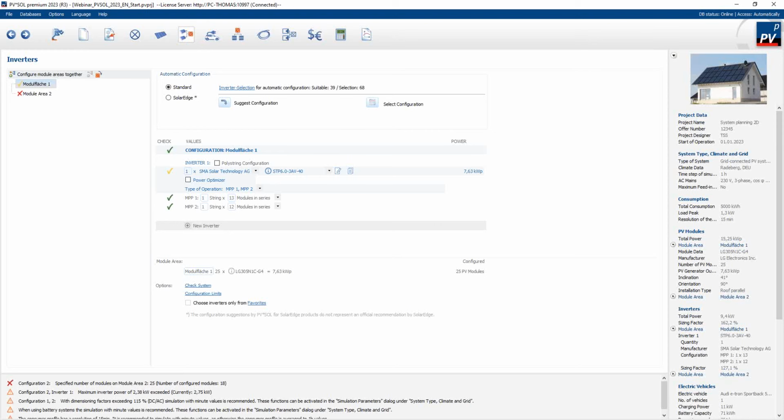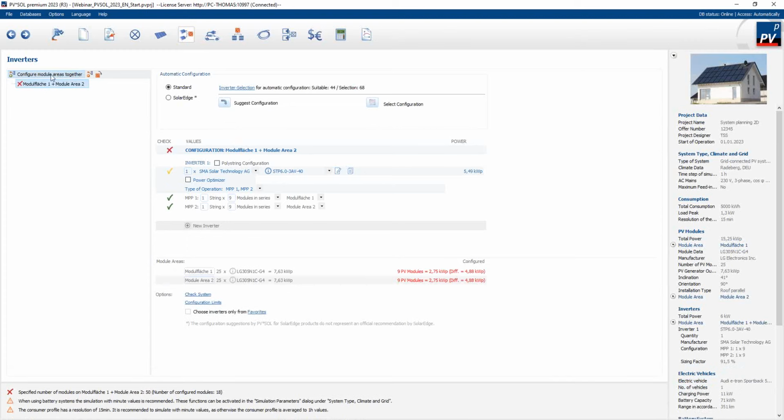And if we want to configure both areas together, we first have to mark them. So we press our control key on the keyboard, hold it pressed, and mark the second module area. Then they are both marked in kind of blue. And above this selection, we see configure module areas together. So we have pressed this, and then they are kind of merged. But they are considered separately.